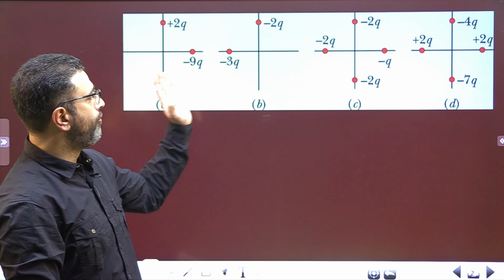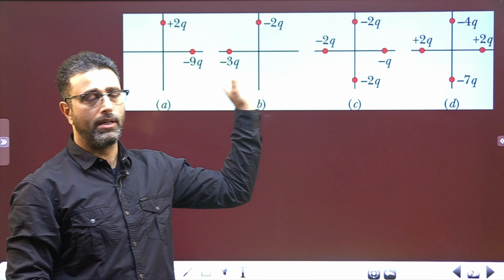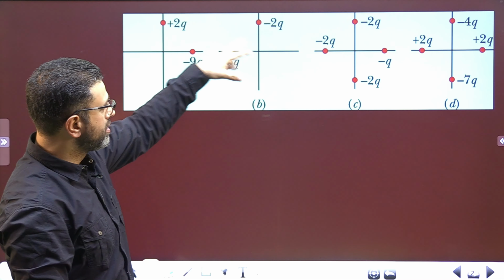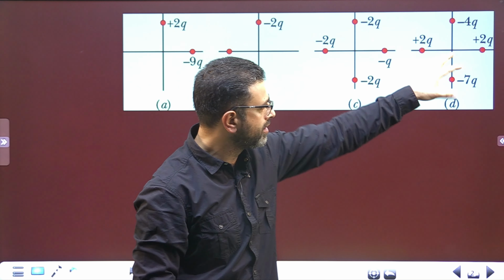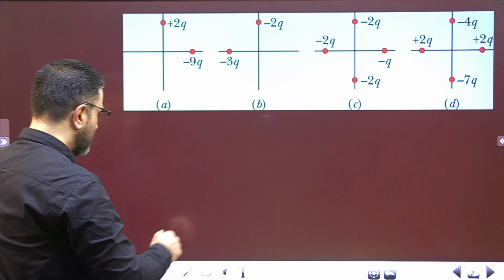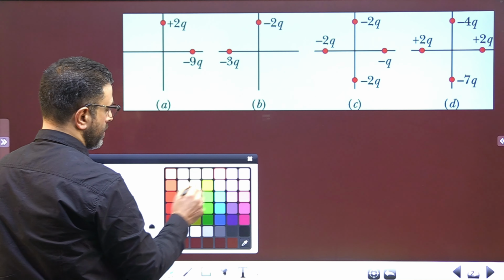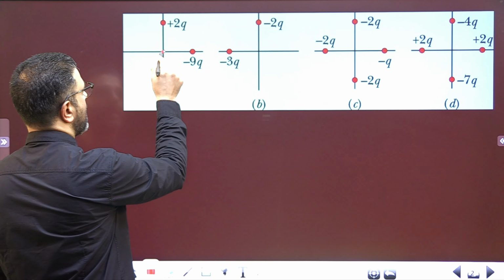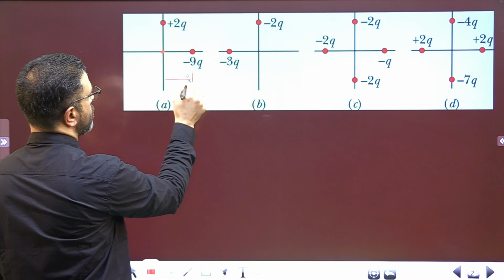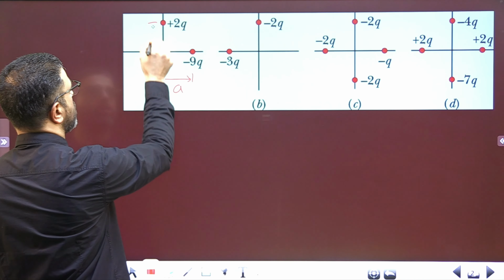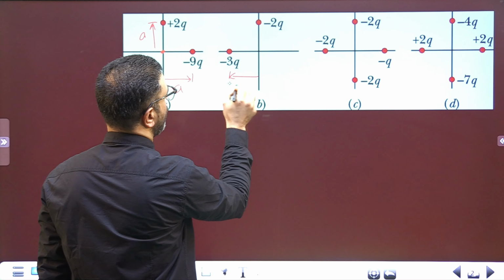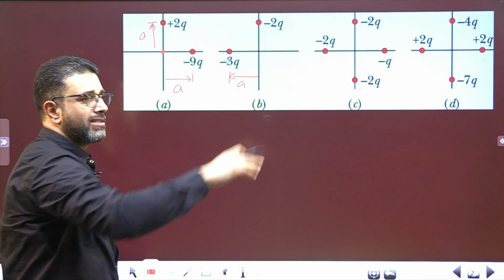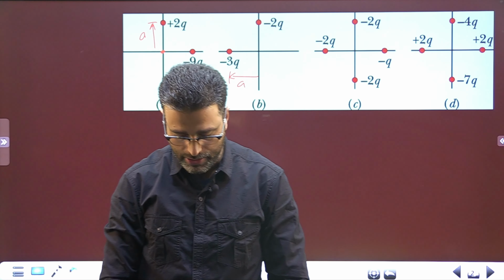So we are given four situations, with two charges in each situation here and four charges here. All the charges are equidistant from the origin. If this is at a distance of A from the origin, then this is also at a distance of A from the origin, and this as well. All the charges are at the same distance from the origin.